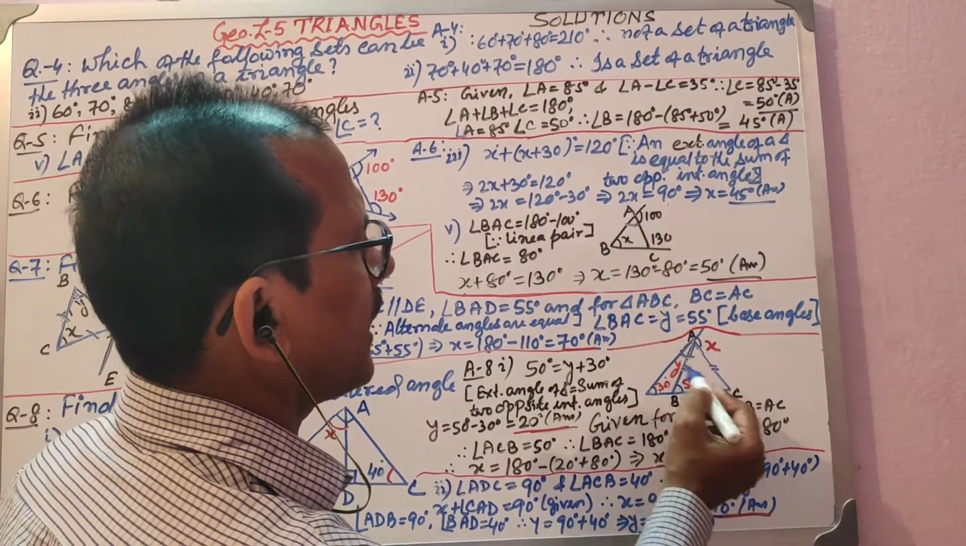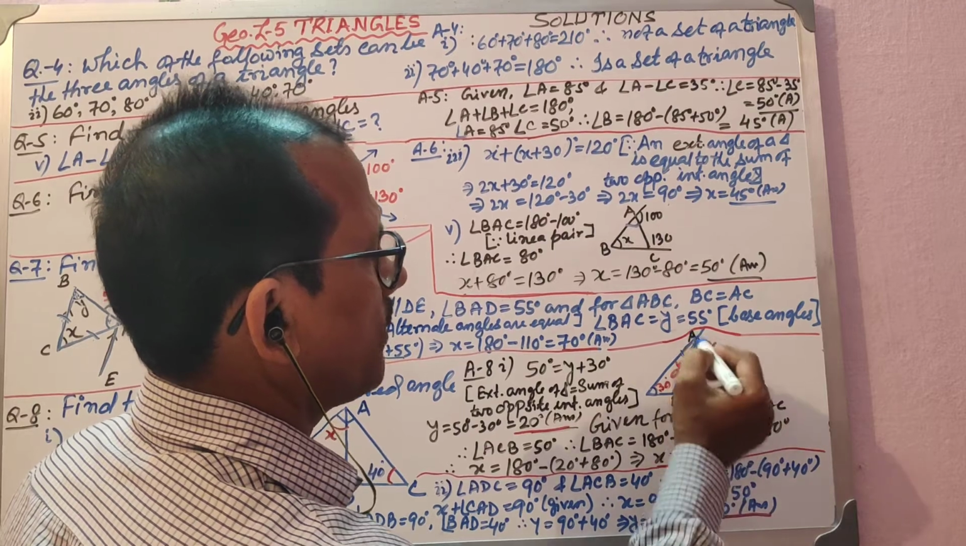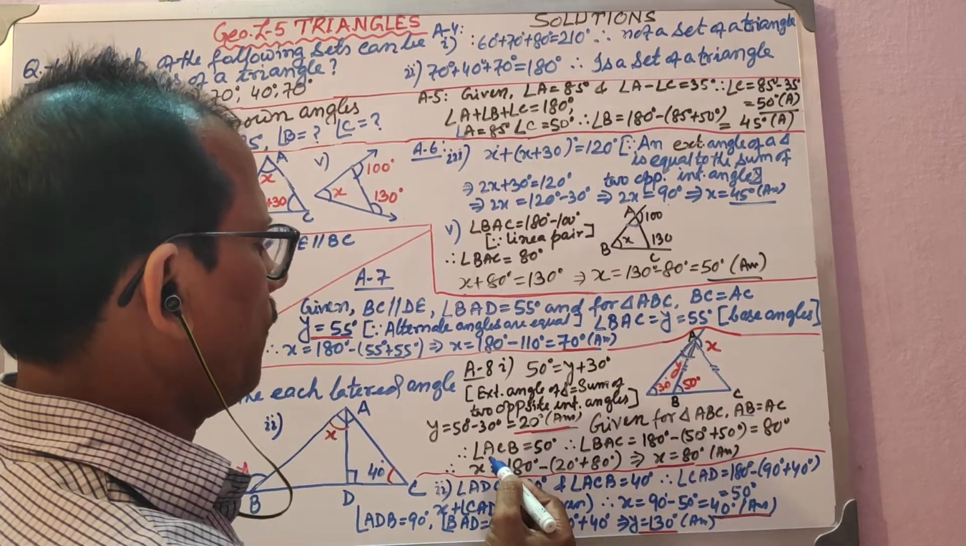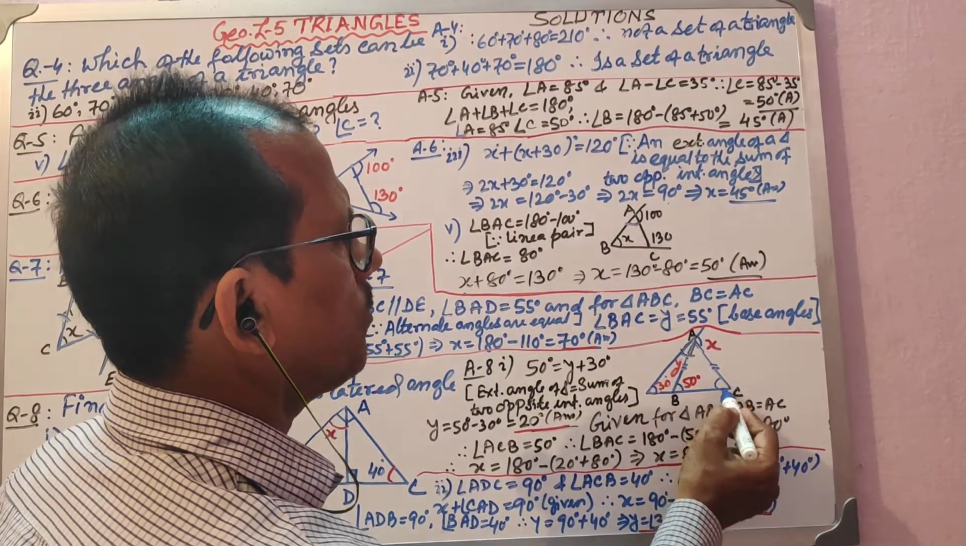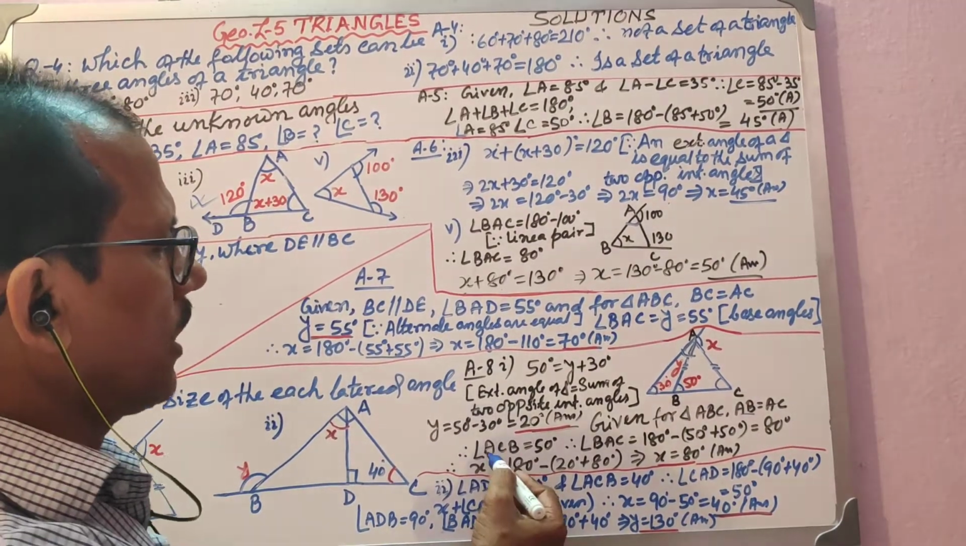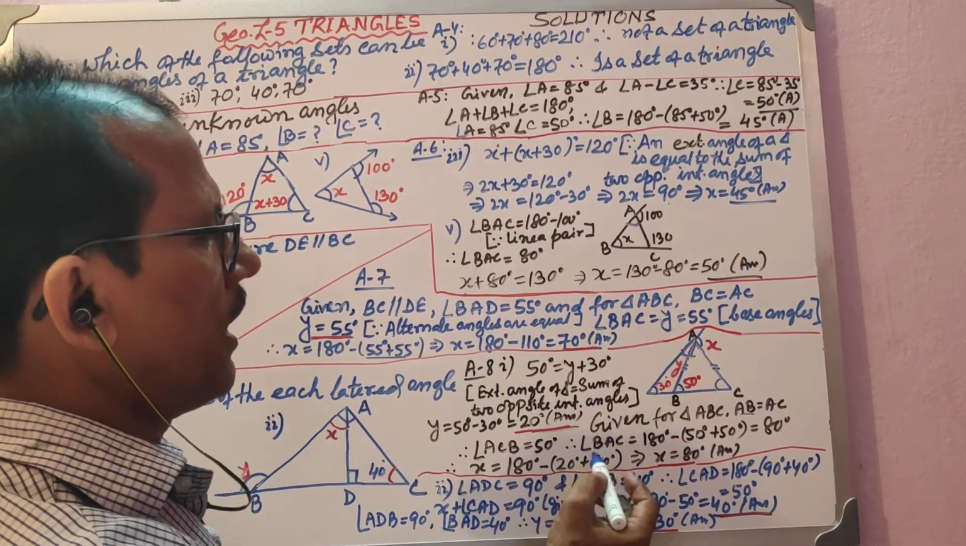Given for this triangle, these two are equal. AB is equal to AC is given to you. And this angle is given as 50 degree. Therefore, this angle also will be 50 degree because it is the base angle. So ACB is equal to 50 degree.